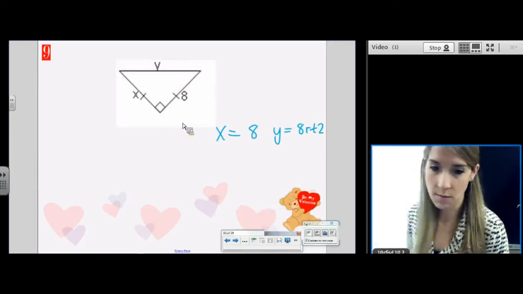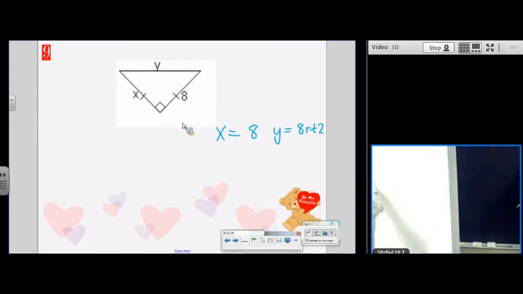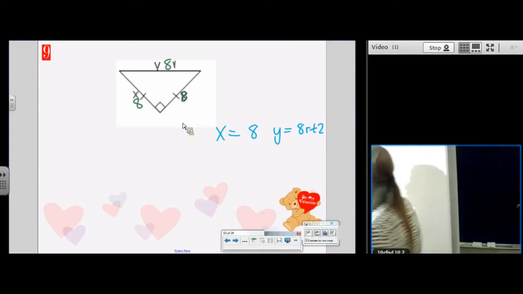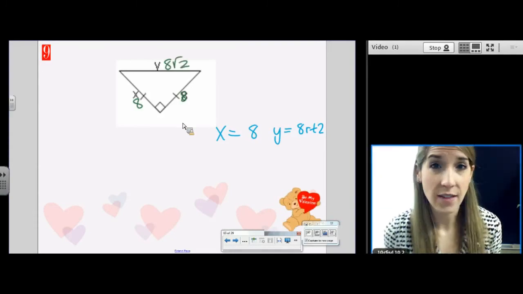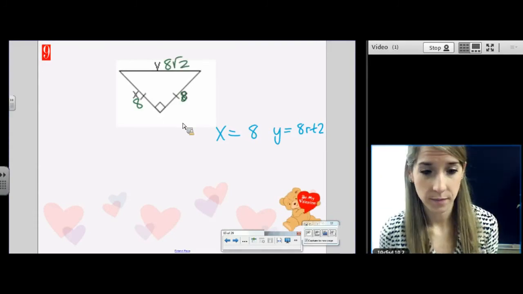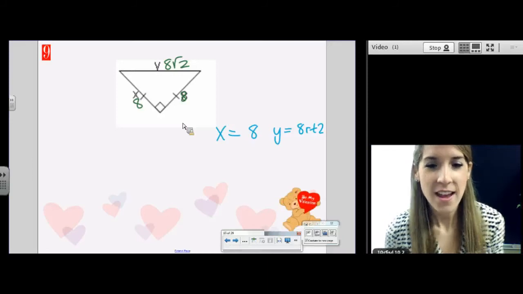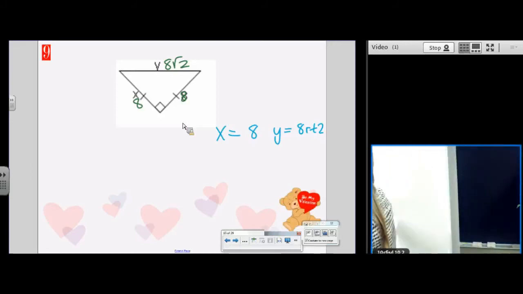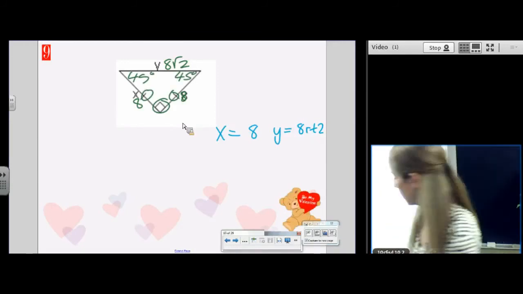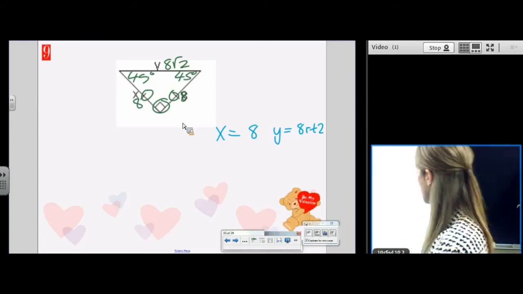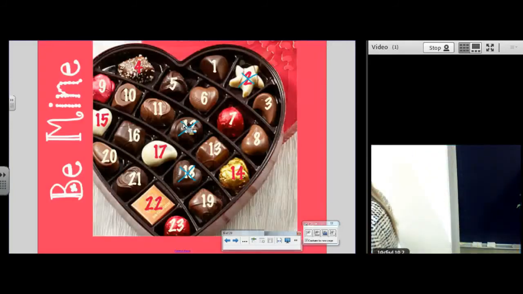This one, it can't get any more straightforward. This one follows the pattern perfectly. 8, 8, 8 root 2. How did I know it was 45, 45, 90 if none of the angles are labeled? Yes, it was, Johan. Because it's right and it's isosceles. If it's right and it's isosceles, the angles have no choice but to be 45 and 45. Very good. Okay, so 9 is off the table.